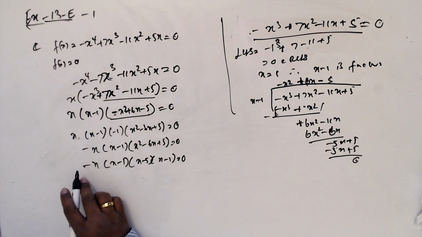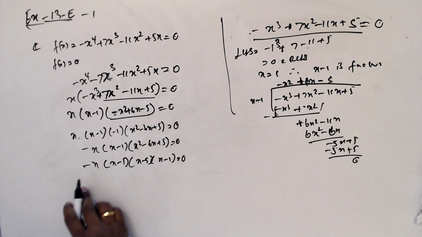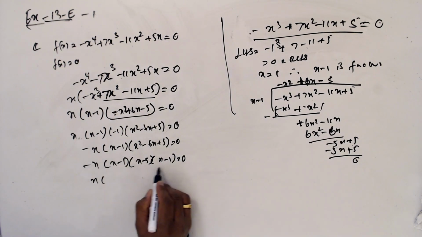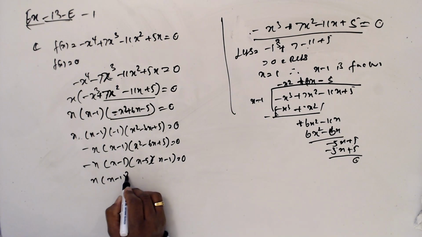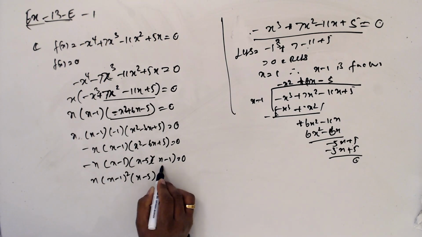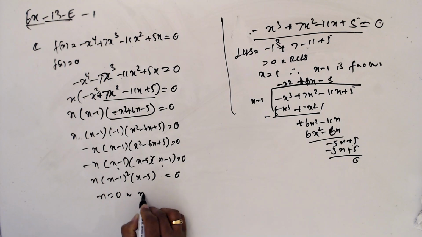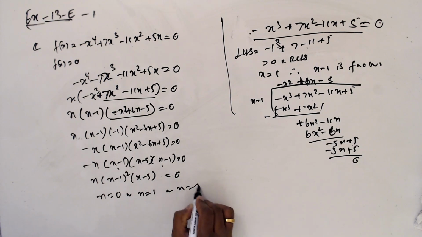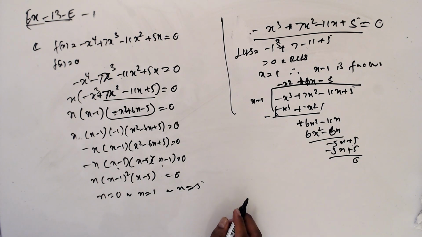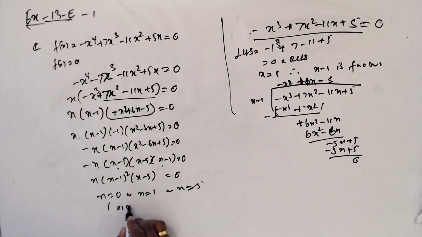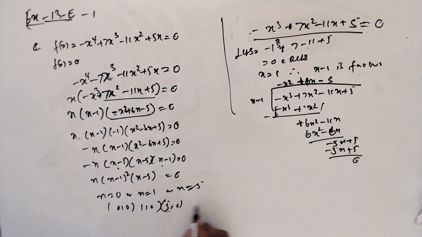So we can get rid of this minus because this is 0. x times (x minus 1) squared times (x minus 5), this is 0. So x equal 0 or x equal 1 or x equal 5. So the intercepts are (0, 0), (1, 0) and (5, 0).